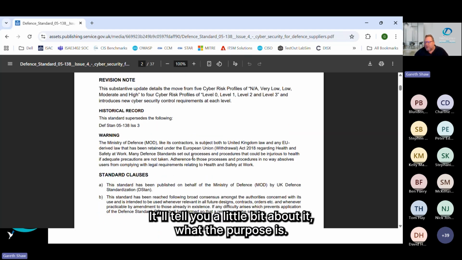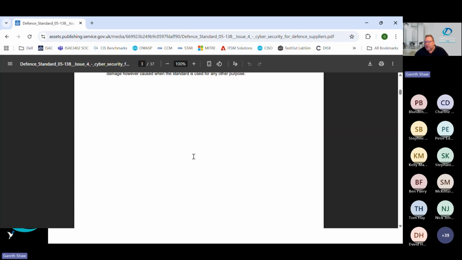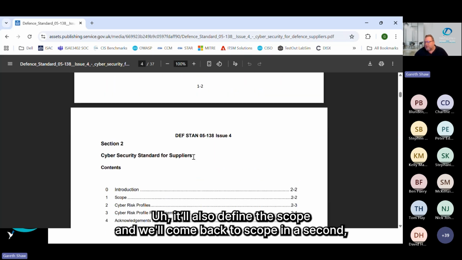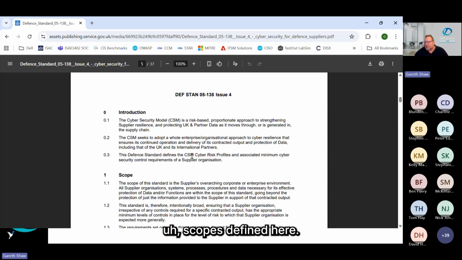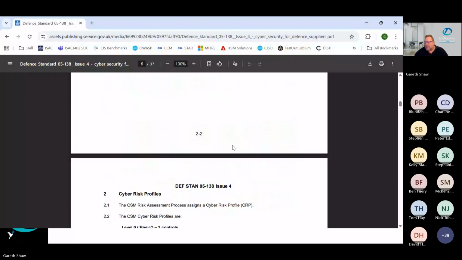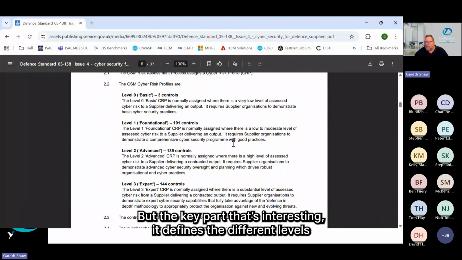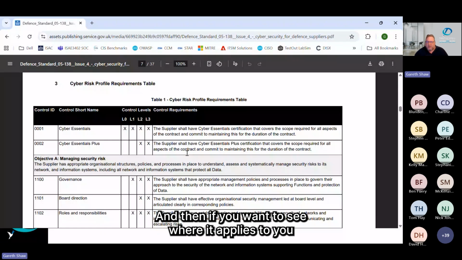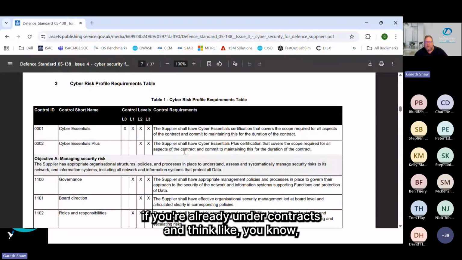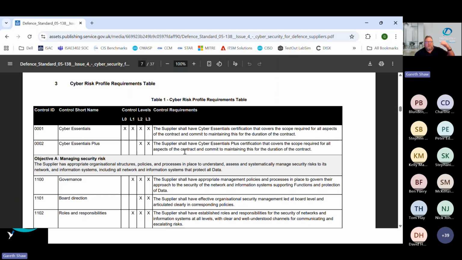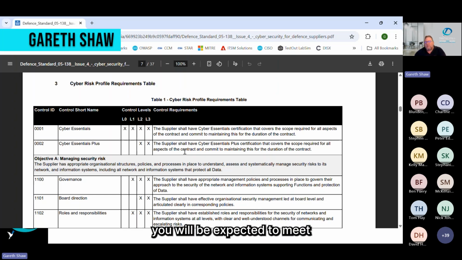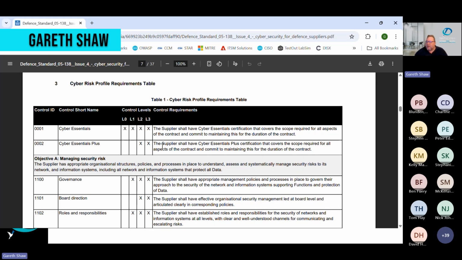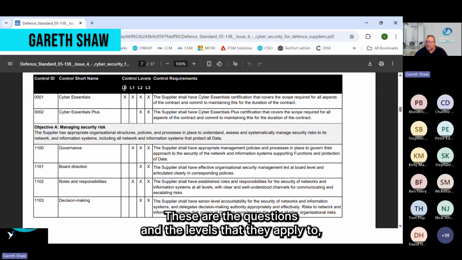It'll tell you a little bit about it, what the purpose is. It'll also define the scope, and we'll come back to scope in a second. Scope's defined here. But the key part that's interesting, it defines the different levels and what's required for each level here. And then if you want to see where it applies to you and how it looks, especially if you're already under contract and think, you will be expected to meet version 4 in the near future. These are the questions and the levels that they apply to.